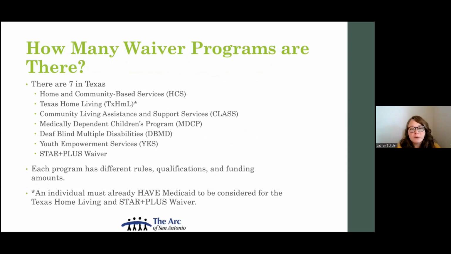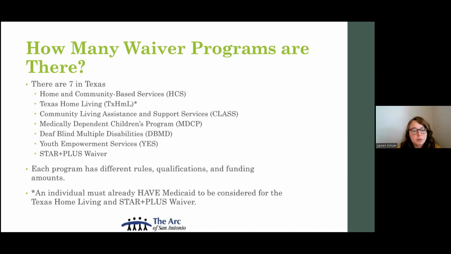So how many waiver programs are there in total? In Texas, there are 7. There is the Home and Community-Based Services, HCS, Texas Home Living, Community Living Assistance and Support Services, which you'll hear me refer to as CLASS, MDCP, or the Medically Dependent Children's Program, Deaf, Blind, Multiple Disabilities, or DBMD, Youth Empowerment Services, or YES, and then the STAR Plus waiver.